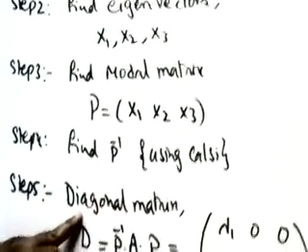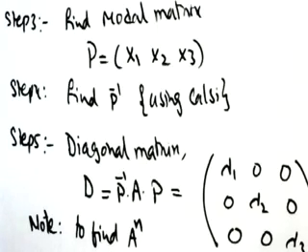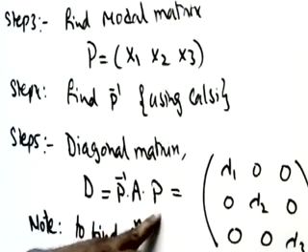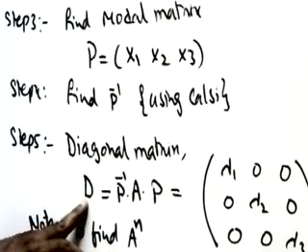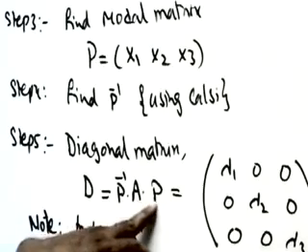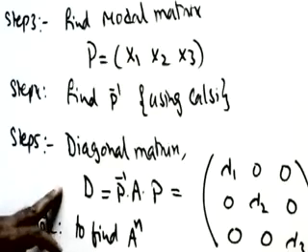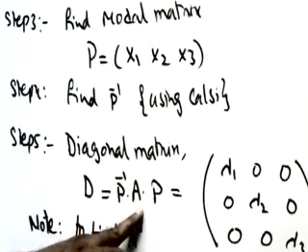After finding P inverse, we write the formula for the diagonal matrix. The formula of the diagonal matrix is D equals P inverse into A into P. The diagonal matrix D will be P inverse A P. P is called the model matrix, which transforms A into D.